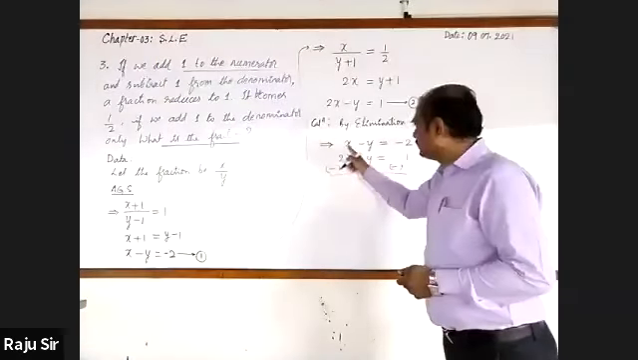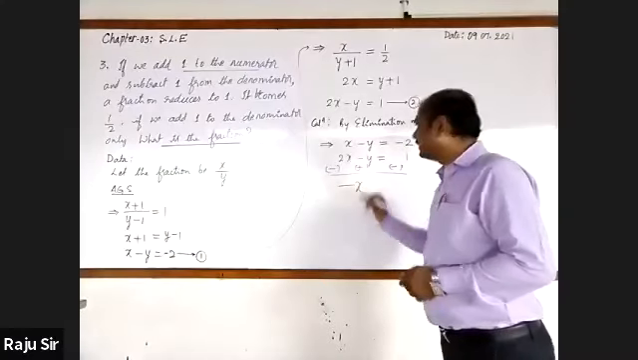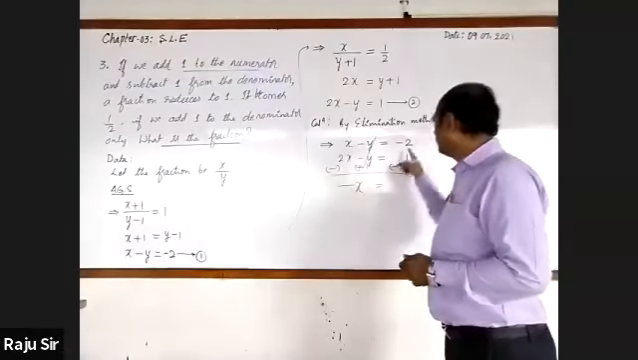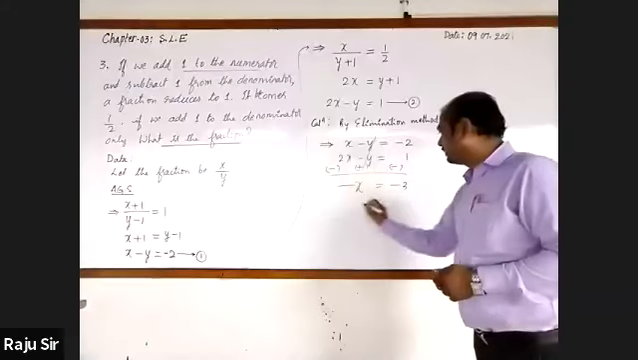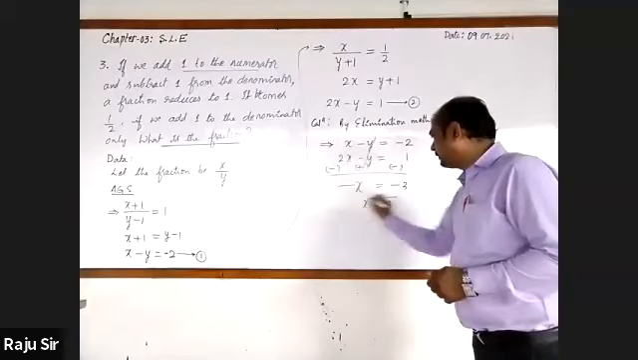Now it is x is equal to 3. This is minus x. Minus y plus y get cancelled. It is equal to 3, and minus 1 is minus 3. Have you got x equal to 3?